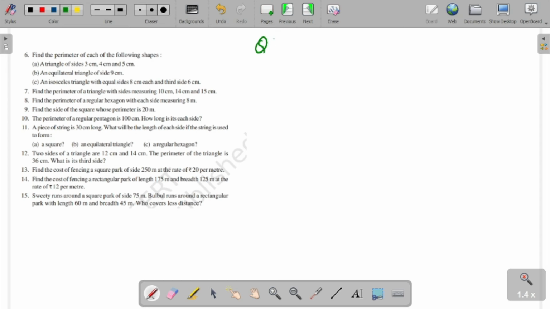Question number 12. Two sides of a triangle are 12 and 14, and perimeter is given as 36. What is the third side? So perimeter of a triangle is the sum of the sides, that is 12 plus 14. Two sides are there. Third side is not given. Let it be side, and the sum of all these three sides is equal to perimeter, which is given as 36.